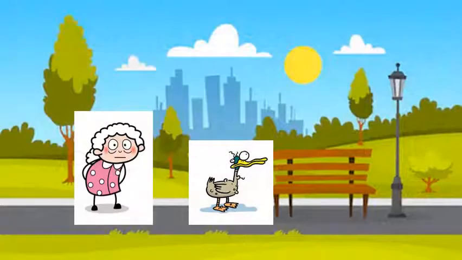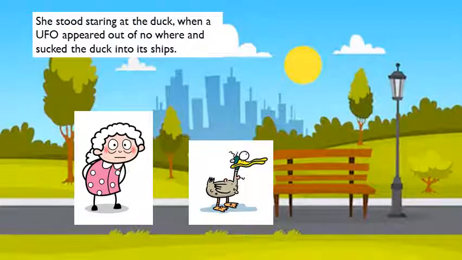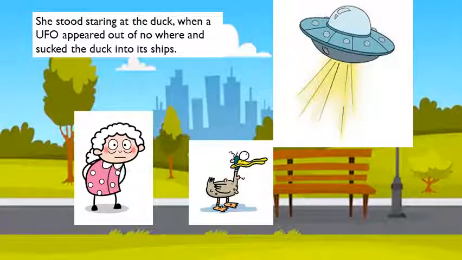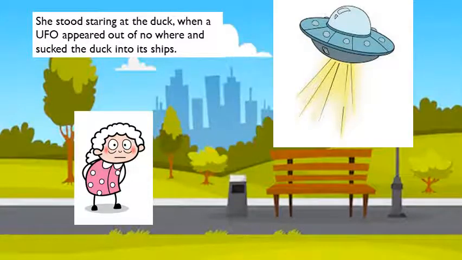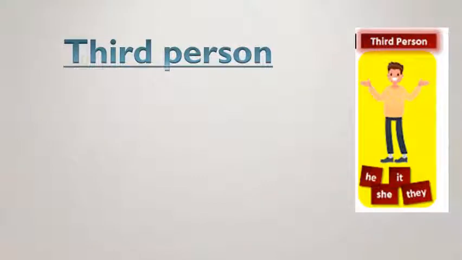Great. Lastly, guys, third person point of view is told by a narrator who is not part of the story. For example, Ali Hussein tells the following story in third person. She stood staring at the duck when a UFO appeared out of nowhere and sucked the duck into its ship. So third person uses the words he, she, or it.